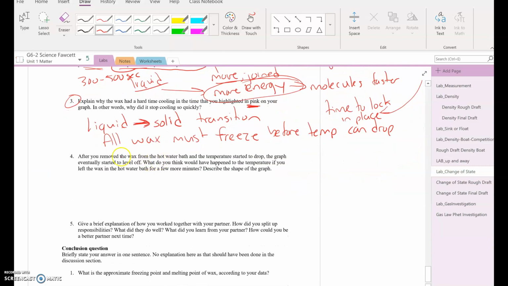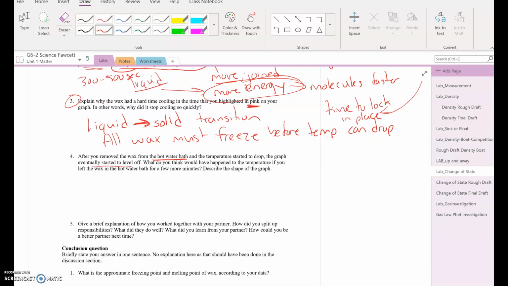For the fourth question, in our experiment, we removed the wax from the hot water bath pretty much as soon as it had turned to a liquid. We left it in there for another 100 seconds or so. The temperature rose, but we removed it, and then the temperature went back down because it was no longer in the hot water. And then it eventually started to level off as it went through that phase change and then continued to drop a little more.